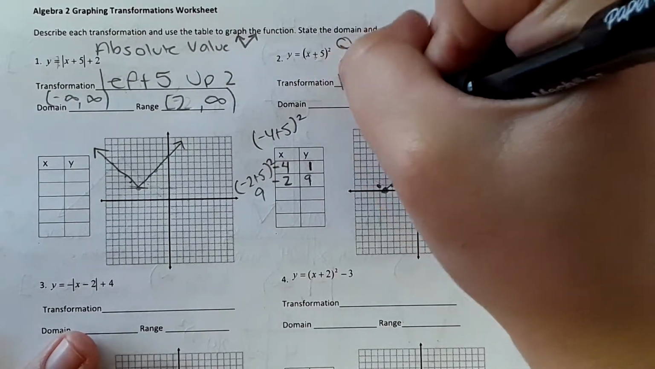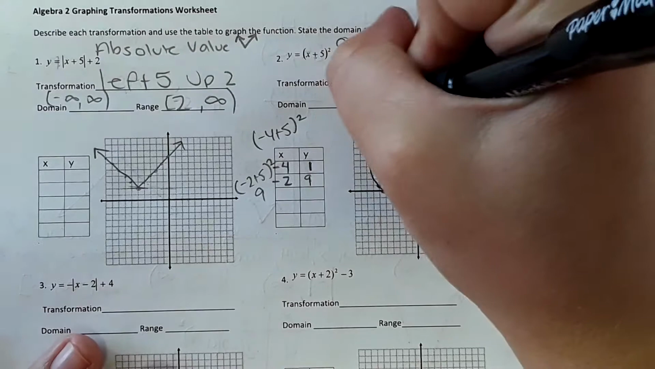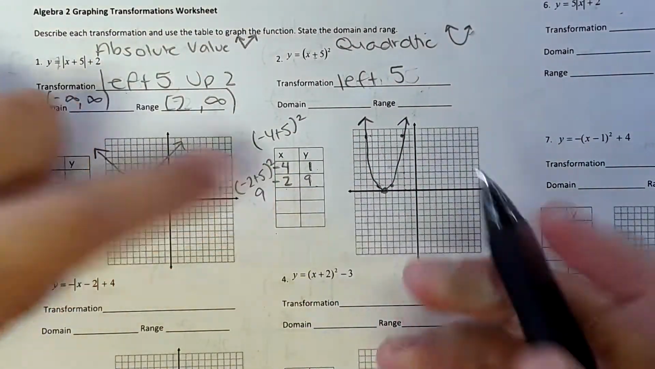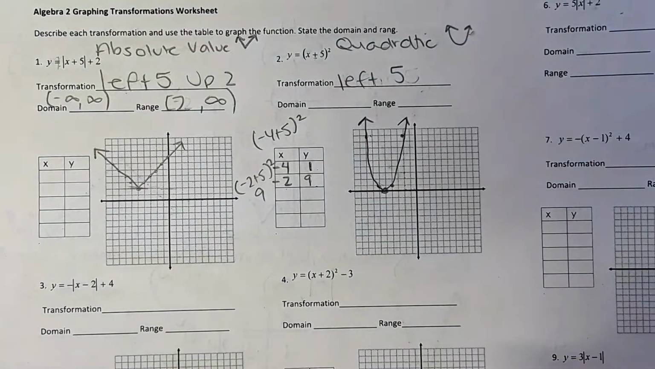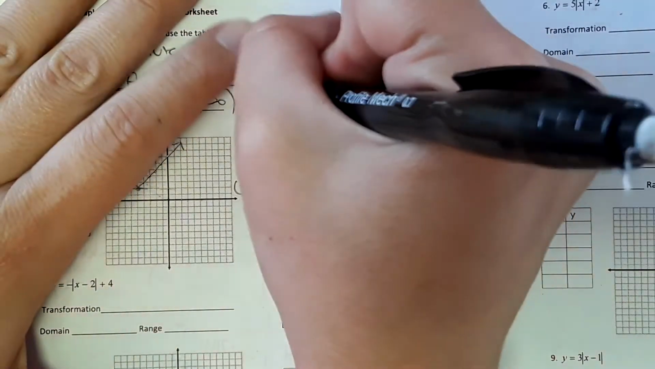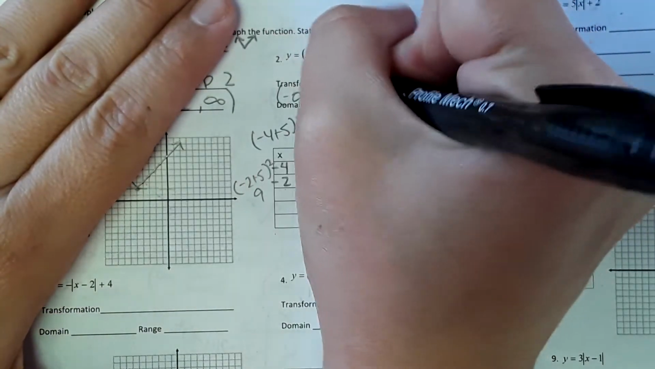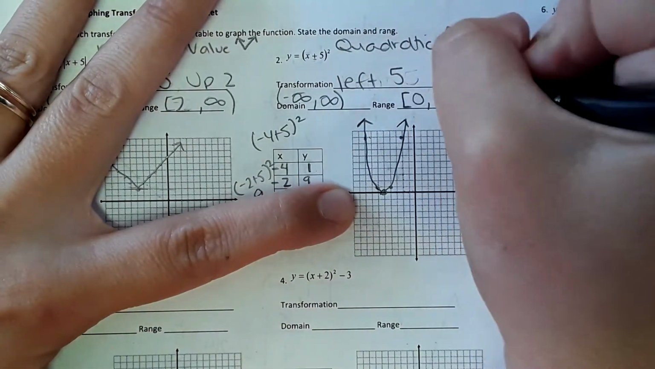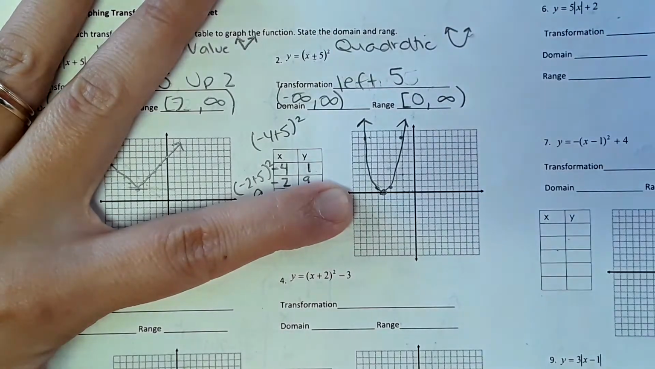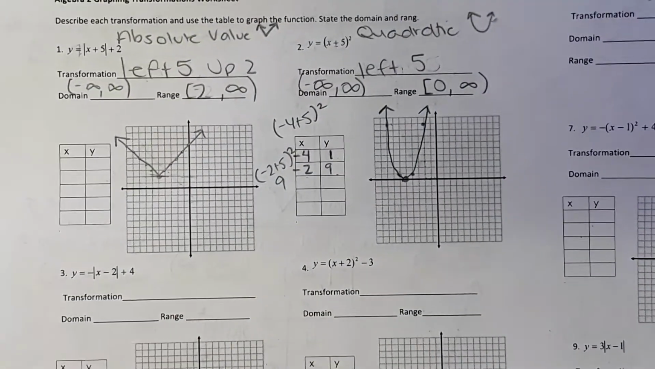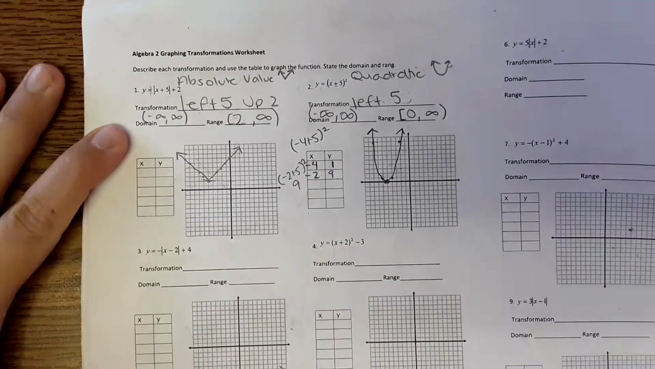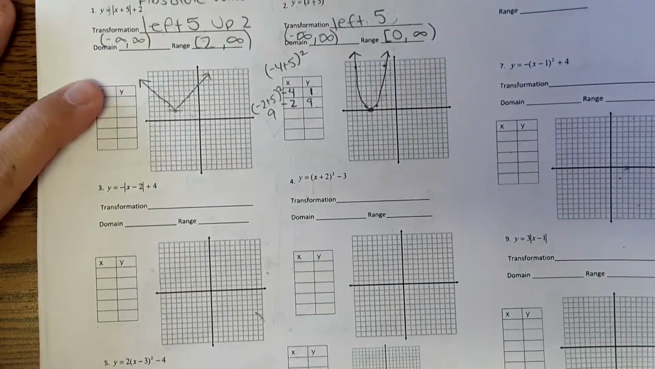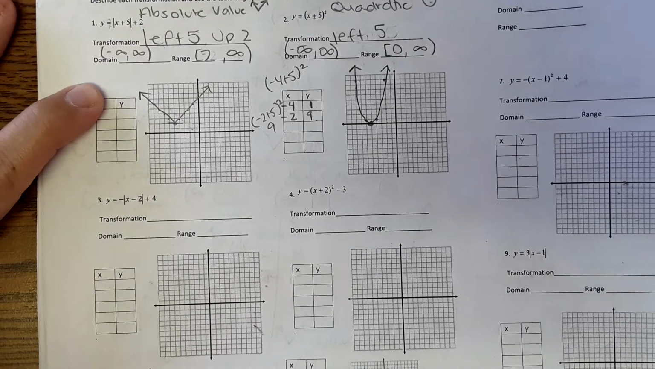Is that a 4? -2, 4? Or is that a 9? I put -4, 1, -2, 9. 9. And then domain, -infinity to infinity. Range, our lowest y is at 0. And then our highest y is infinity. Is that a bracket in front of the 2 for the first one? Yes, it is.